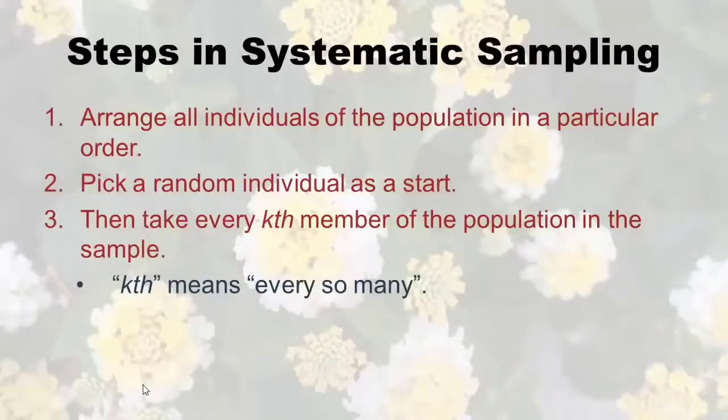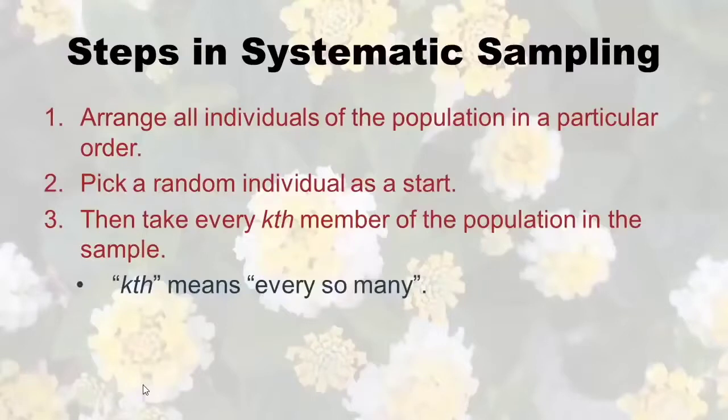So whether you have a list or not, what you have to do for step 1 is arrange all the individuals of the population in a particular order. Now, if it's a list, you just make it in whatever order you want. But if we're talking about, for example, patients coming into the ER, well, they come in the order that they want to. So they already are arranged in a list, right? You just don't know what that list is.